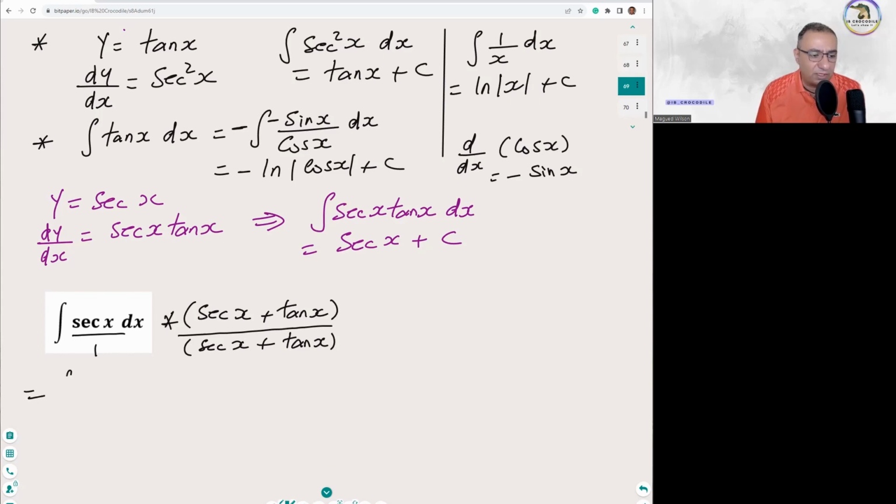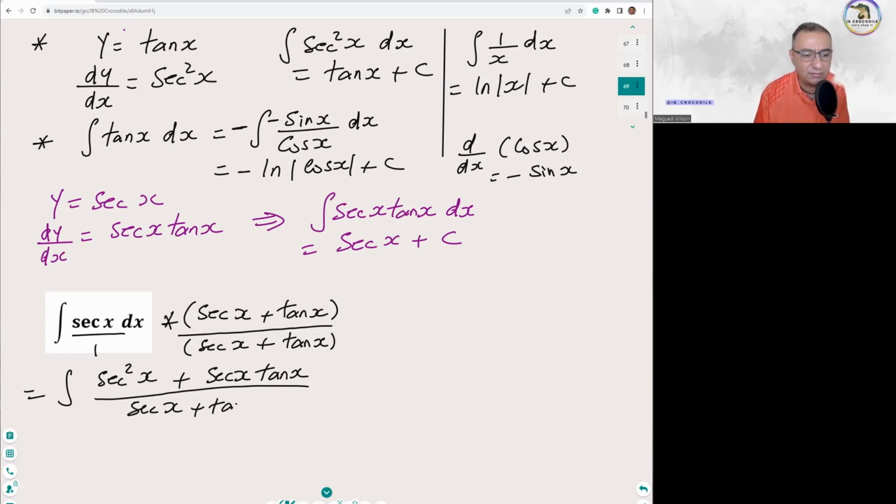So that will be the integration of, let me now expand the brackets, secant squared of x plus secant x tan x. I just multiply secant over these two terms. And then we have at the denominator sec x plus tan x, because whatever you do at the numerator, you have to do at the denominator, and dx.